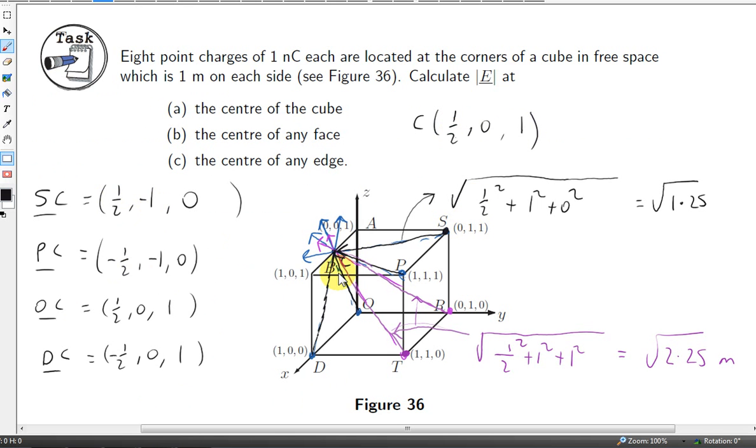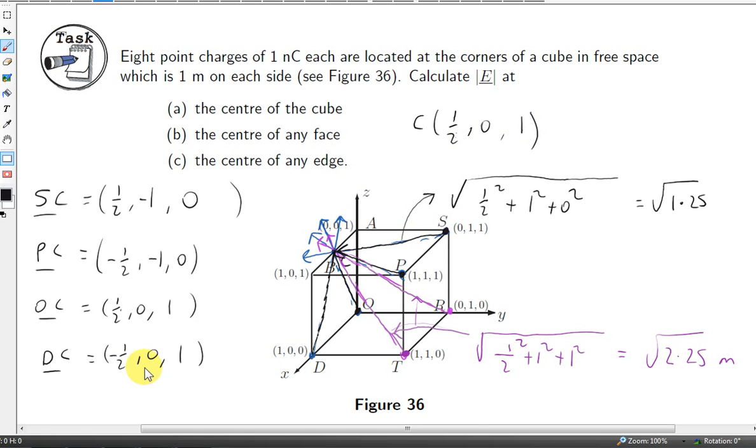Let's look at PC. We take the head of it, which is a half, 0, 1, and subtract P, which is 1, 1, 1. So we have a half minus 1 is minus a half, 0 minus 1 is minus 1, 1 minus 1 is 0. Similarly for OC, we have a half, 0, 1, and we need to subtract O. Well, that's just 0, 0, 0. So we just get C there. We just get the half, 0, 1. And finally for DC, we have a half minus 1 is minus a half, and then we have 0 minus 0 and 1 minus 0.